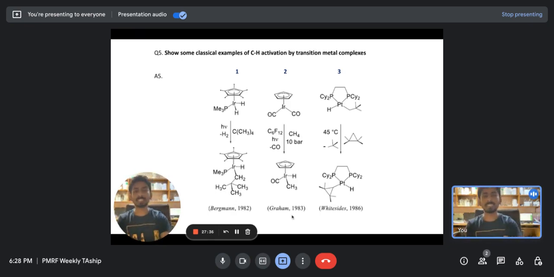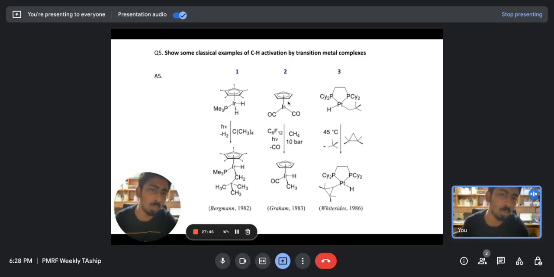Coming to the next example, this is CpIr(CO)2. Let's again count the electrons. This is an iridium 1 complex, because Cp minus has a negative charge and COs are neutral, so iridium is positively charged. Iridium plus 1 is a d8 system. So 8 plus 6 is 14, and from the two carbonyls we have 4 electrons, so it is an 18 electron species.